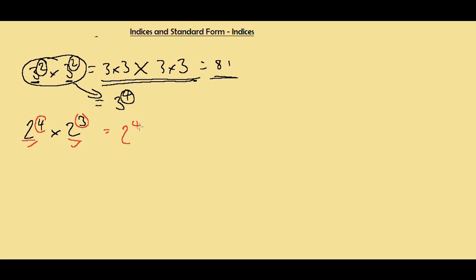So 2 with a 4 plus 3 as a power, so 2 to the power of 7. This sort of thing can be just worked out on your calculator. So you can type it into your calculator.